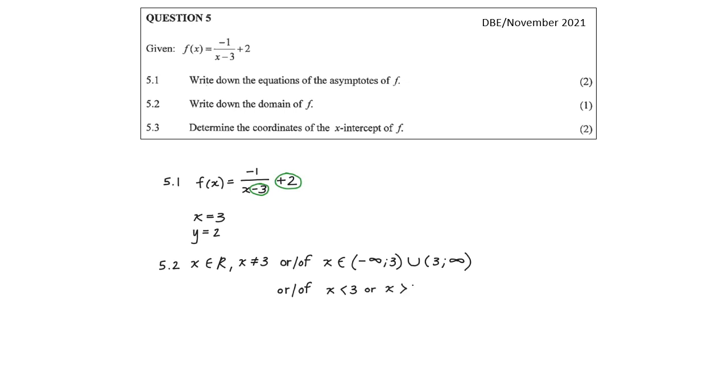Let's look at the mark allocation. This question counted 1 mark, so you get 1 mark for the correct final answer.